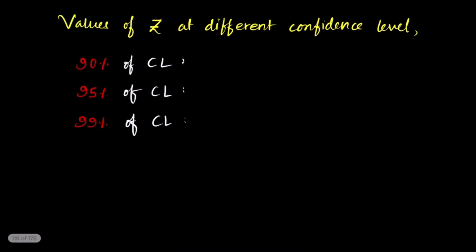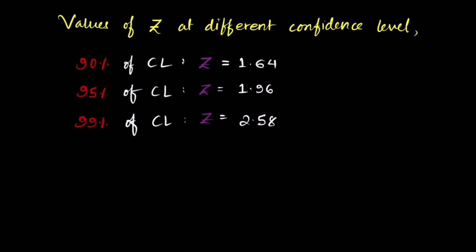Okay. So the Z value for 90% confidence level is 1.64. The Z value for 95% confidence level is 1.96, and the Z value for 99% confidence level is 2.58.